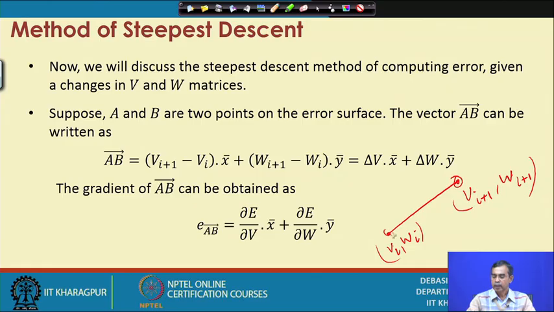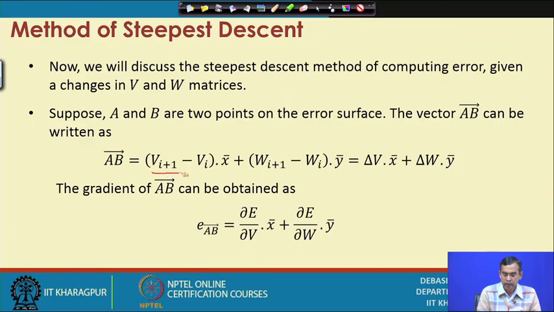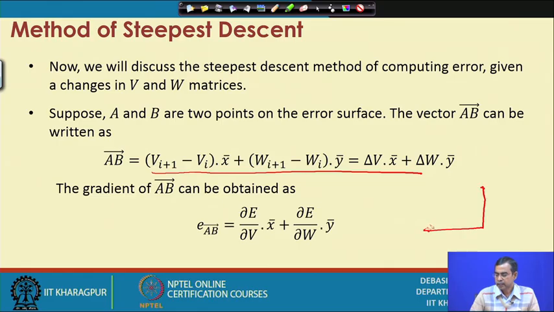So, 2 points. Now, if the 2 points are given, then we can represent this vector. Here suppose it is A and it is B, then the vector AB can be represented like this. This vector representation can also be represented in a vector form like this one. So, it is basically V_{i+1}, this point, and this is A, B, and this is V_i, W_i and V_{i+1}, W_{i+1}. So, this plus this basically represents this.